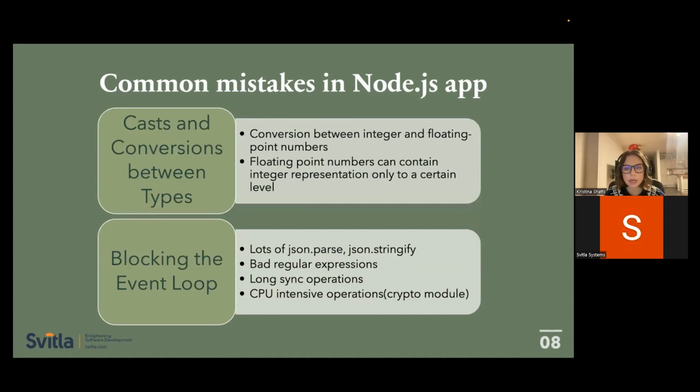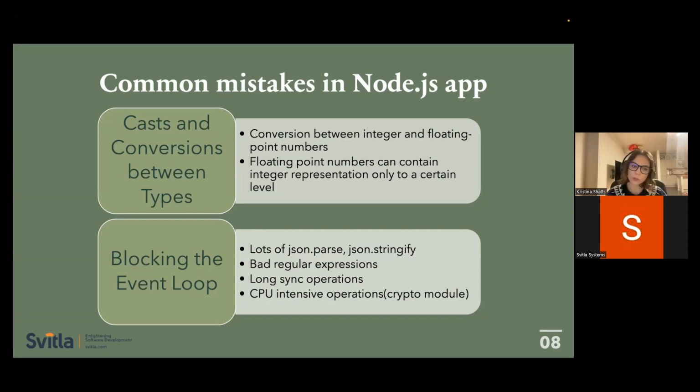Casts and conversion between types. It usually happens when you convert one type to another. For example, you convert from a floating point number to an integer, and you can make the value less precise because of that, because you can do it in different ways, right? You can do it with different methods that exist. Also in JavaScript, floating point numbers can contain integer representation only to a certain level, and you can do integer calculations using floating point numbers. So it also could be a point of failure.